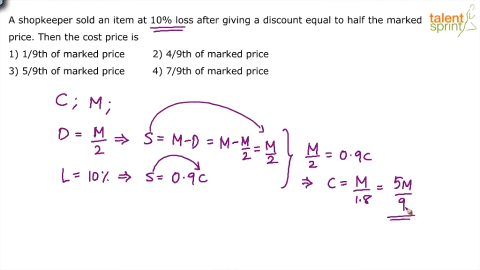5 was in the numerator. So 5 by 9 into M. So the cost price here is 5/9 of the mark price. Cost price is 5/9 of the mark price.